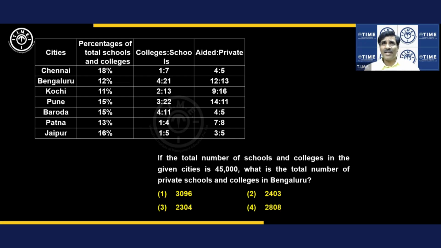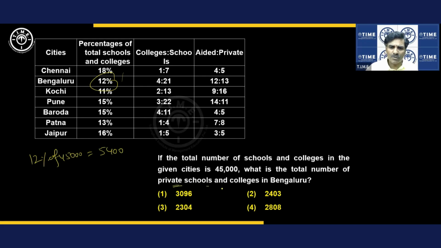So if you are observing carefully here, if the total number of schools and colleges in the given cities is 45,000, find the total number of private schools and colleges in Bengaluru. Bengaluru has how much share in the total pie chart? 12%. So 12% out of 45,000 is 5,400, because 10% will be 4,500, 1% will be 450, so 2% will be 900. 4,500 plus 900 will be 5,400.